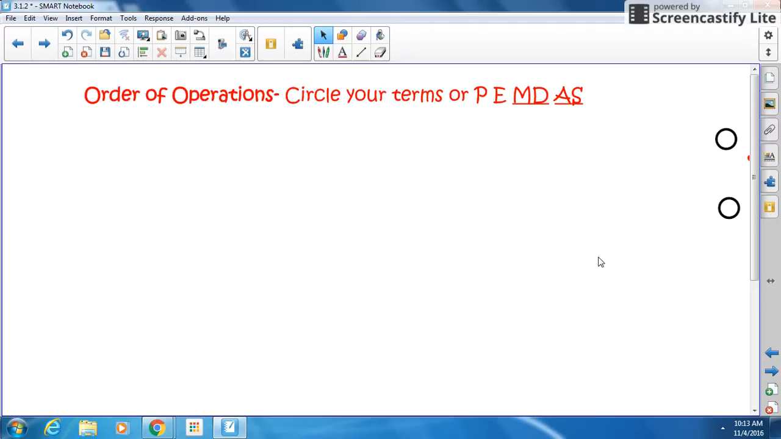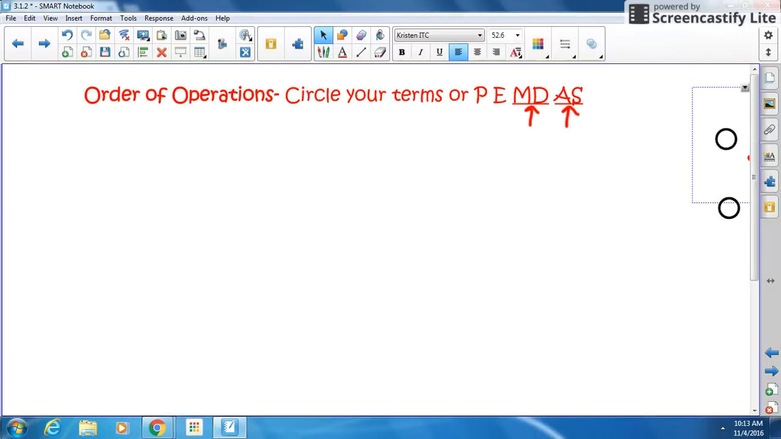Today we're going to talk about order of operations. Remember in class we talked about circling your terms, which, remember, a term is a number or numbers that are grouped together by an operation. Or also think of PEMDAS. Remember parentheses first, exponents, multiplication and division are tied together. You do whichever one comes first. Addition and subtraction, again, tied together. You do whichever one's first.